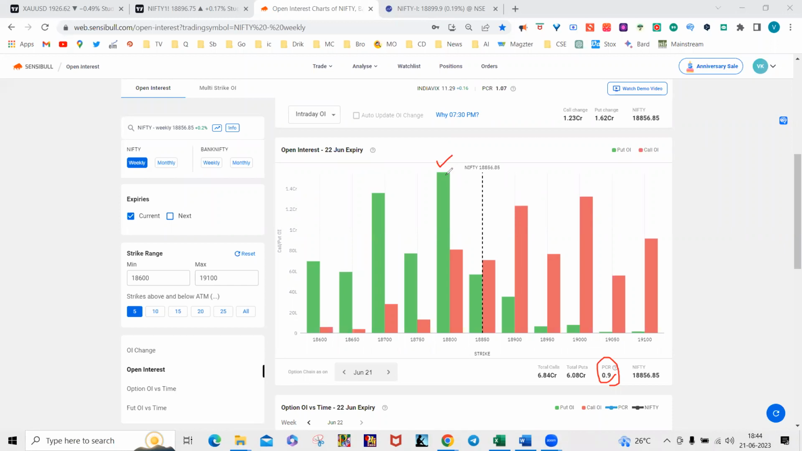18,800 is again a strong support on the downside. I don't see any strong resistance in this OI. So if it breaks 18,900, I think the price should reach 19,000. So let us see what happens.